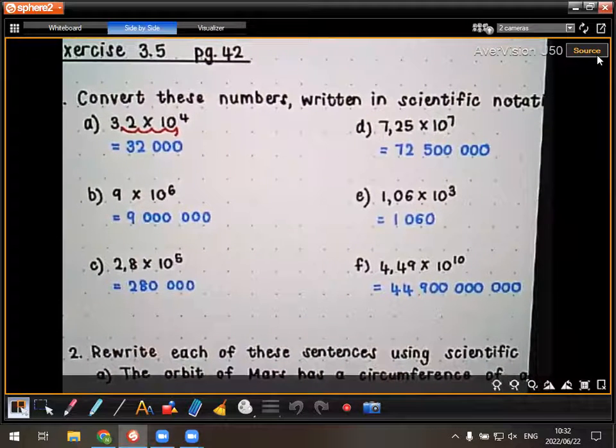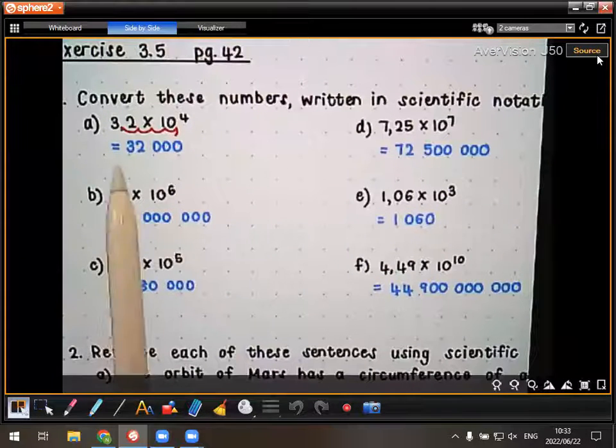Also, guys, you don't have to space your numbers out. Remember, I did say that on Monday. You can just write 32 and 3 zeros. You don't have to do it like that. Fine.